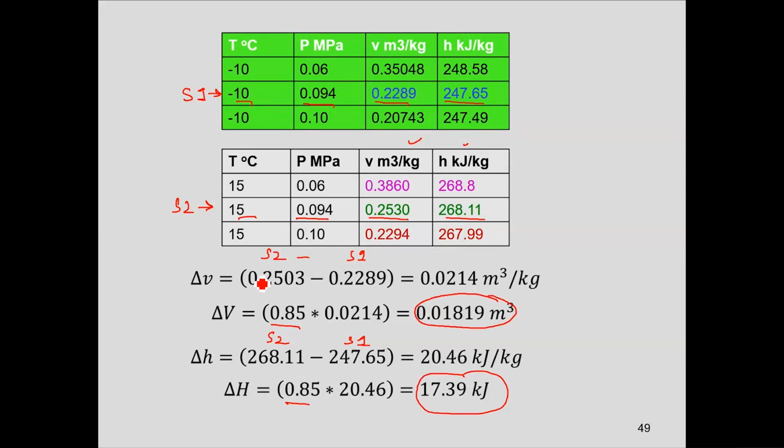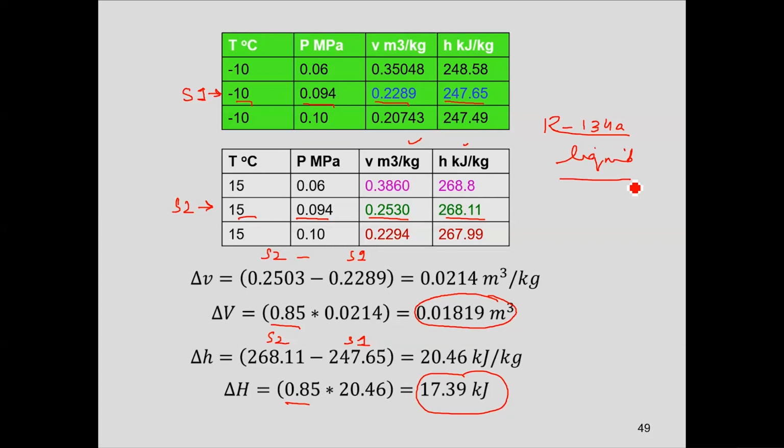Clear enough? Yes, sir. Excuse me, sir. Can we please find the change in volume by the ideal gas equation? Ideal gas equation? Sir, we have been given pressure, volume is missing, temperature is also given, R is constant. R134A is a refrigerant which is liquid. Alright? Okay, sir. But at the given temperature, it lies in the superheated region.